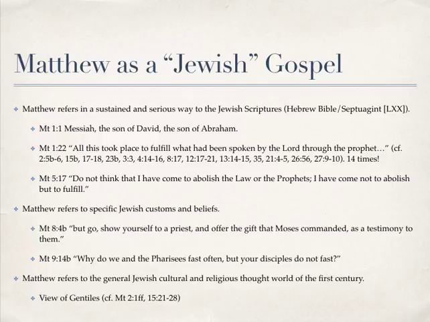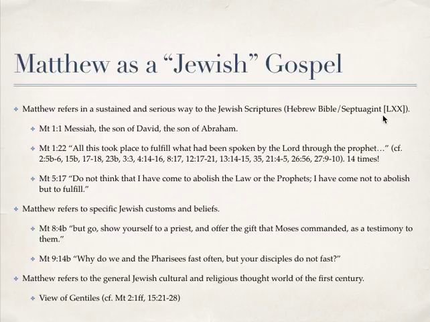So what does it mean that Matthew is a Jewish gospel? Matthew refers in a sustained and serious way to Jewish scriptures. And the reference point here is not the Hebrew Bible, which is important. The reference point in the Gospel of Matthew is the Septuagint, or LXX. LXX is Roman numerals for 70. Septuagint means 70. And it was because tradition has it that 70 Jewish scholars translated the Hebrew Bible into Greek. So the Septuagint is the Greek translation of the Hebrew Bible.